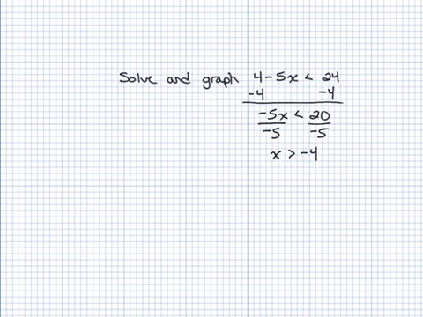So our final answer here is x is greater than -4. So again, I picked three greater than problems. This would be an open circle, because I can't be on -4, and again, greater than is to the right.